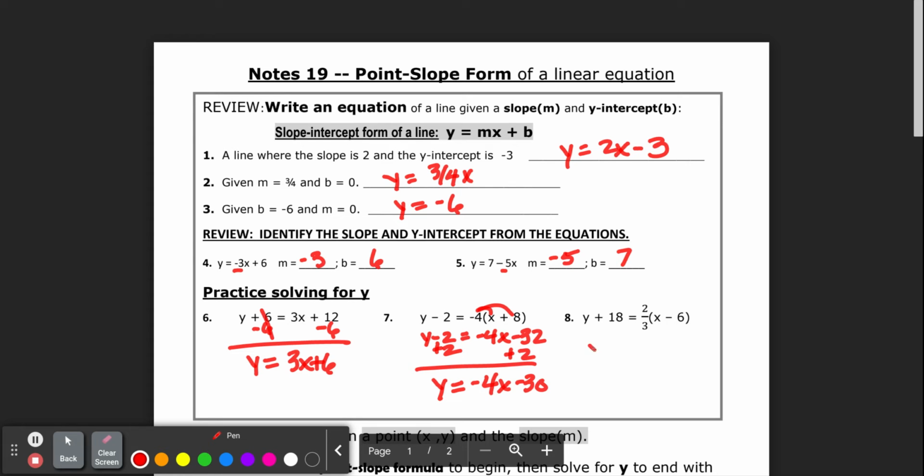And then over here, you're going to bring down y plus 18. And 2/3 times x is 2/3 x. And 2/3 times negative 6. 2 times negative 6 is negative 12. Divided by 3 is negative 4. And then you're going to subtract 18 from both sides. So your final answer would be y is equal to 2/3 x minus 22.